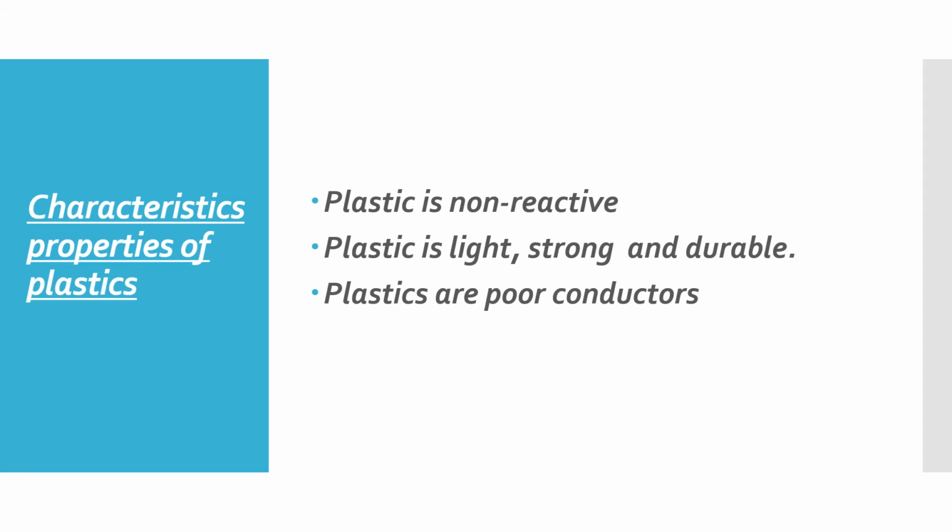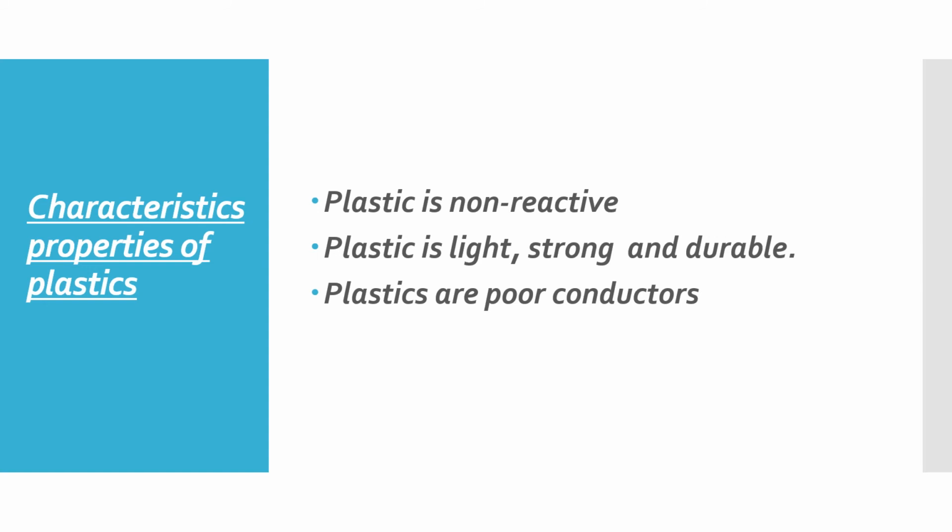Plastic is light, strong, and durable, and can be molded into different shapes and sizes, and it's used for various purposes. Plastics are generally cheaper than metals. They are widely used in industry and for household articles.